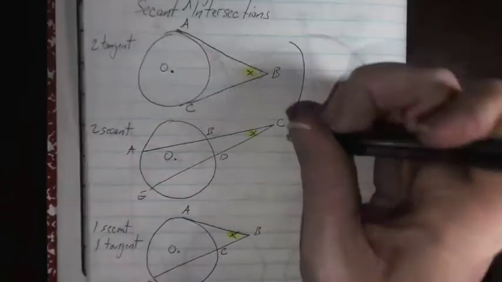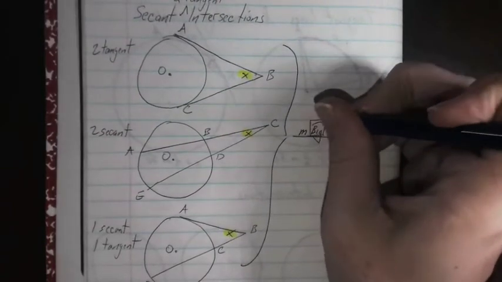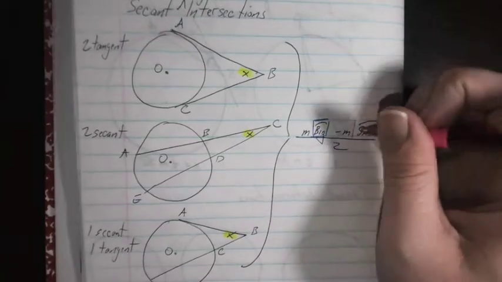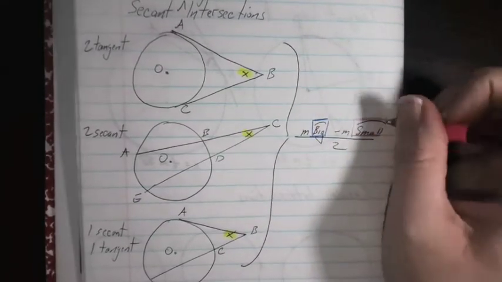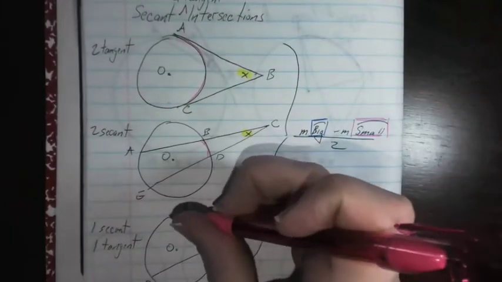All three of these use that exact same formula. You might be wondering, well, how do I know which one is my big arc and which one is my small arc? Well, the nice thing is, you can look at your diagram. Here, this is our small arc. Here, this is our small arc. And here, this is our small arc.